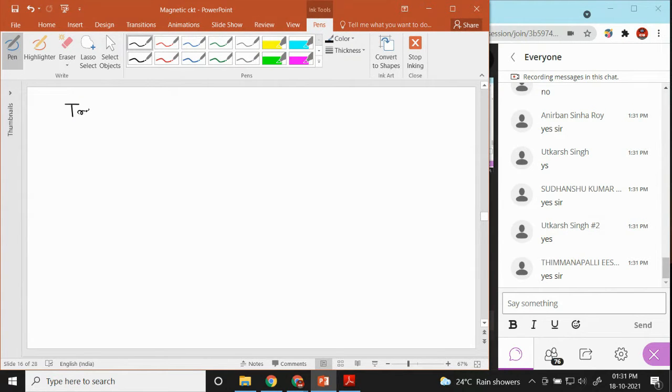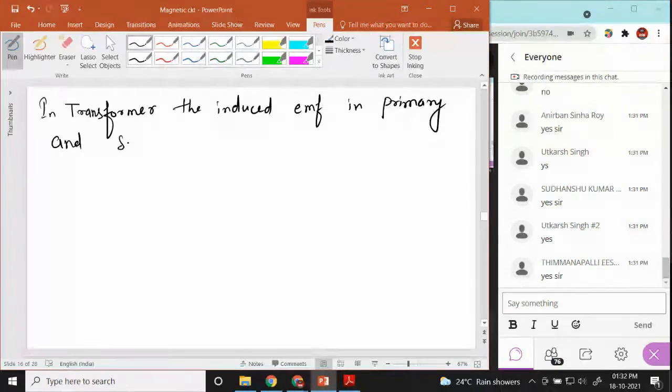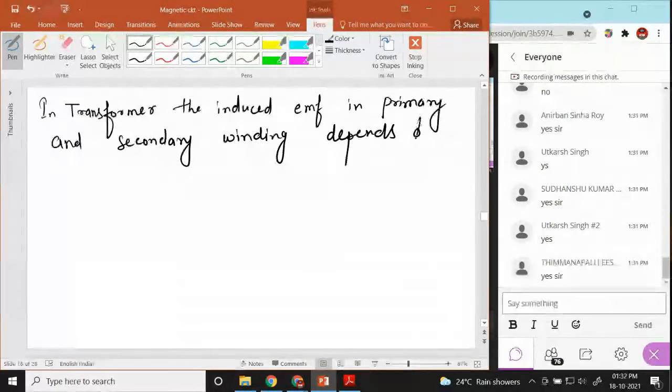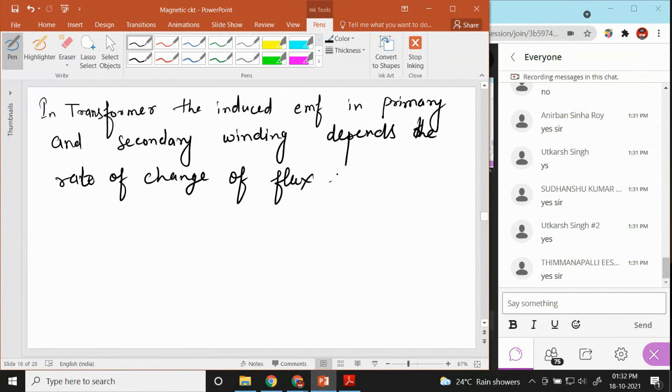In a transformer, the induced EMF in primary and secondary winding depends on the rate of change of flux linkage. It will depend upon the number of turns and the rate of change of flux with respect to time.